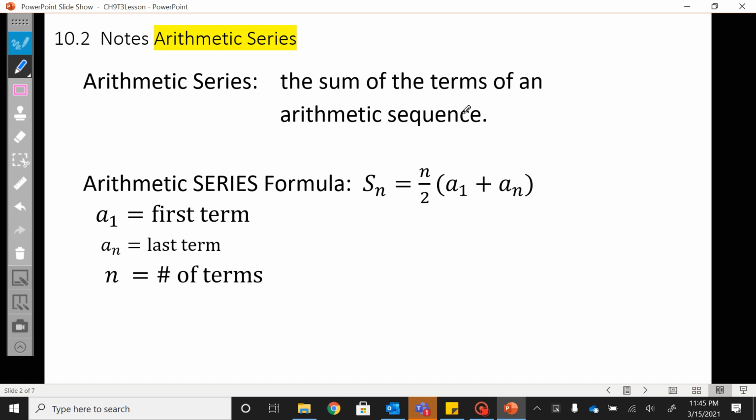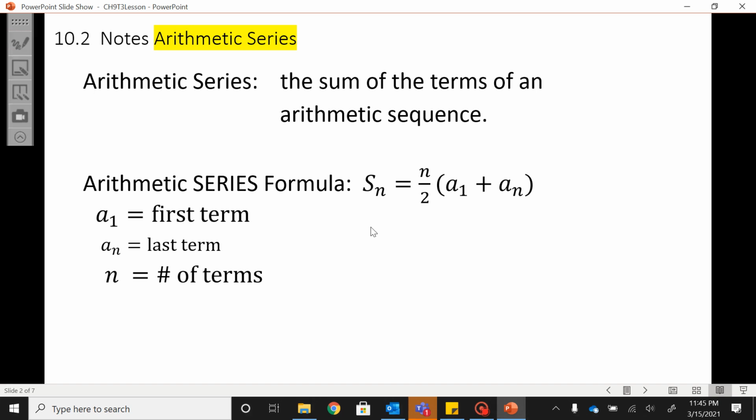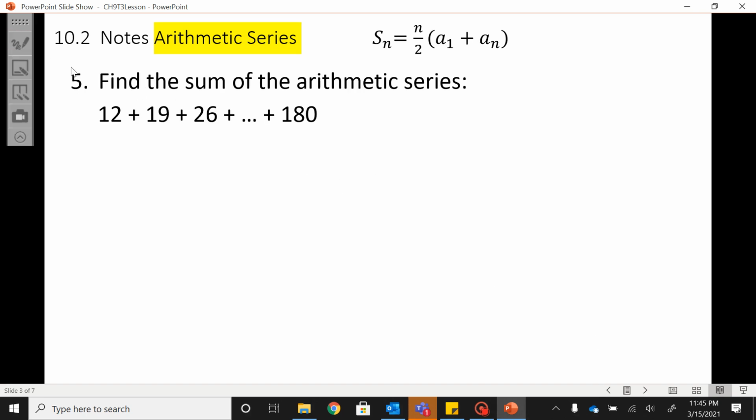The sum of the terms of an arithmetic sequence. The formula for the series is the sum is equal to n over 2 times a1 plus an, where a1 is the first term, an is the last term, and n is the number of terms, okay? Because you have to have a finite number of terms or else the sum would be infinity.